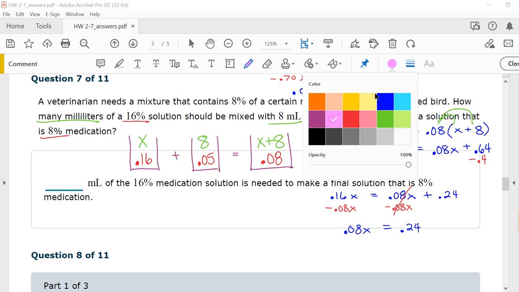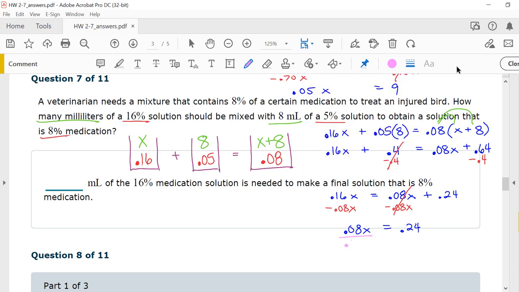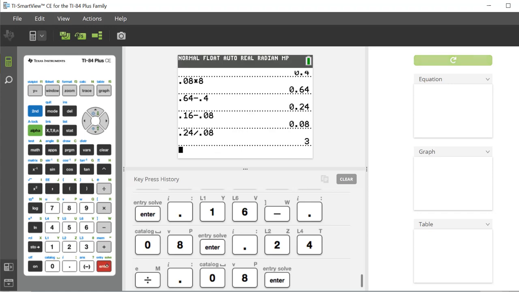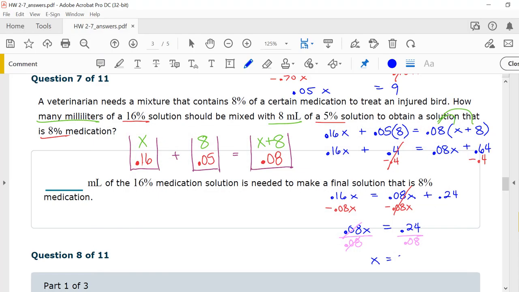Dividing both sides by 0.08 leaves me with x equals 0.24 divided by 0.08, which is 3. Now, what was my x? My x was the number of milliliters of the 16% solution, and that's what I'm looking for. So I need to add 3 milliliters of the 16% medication.